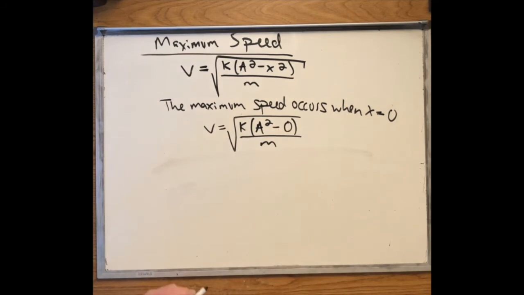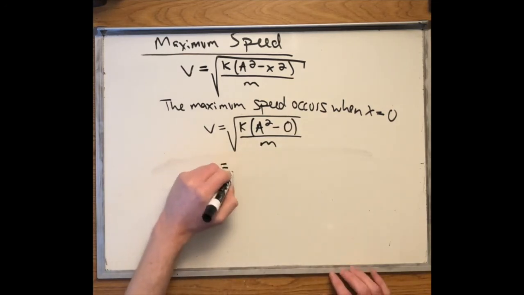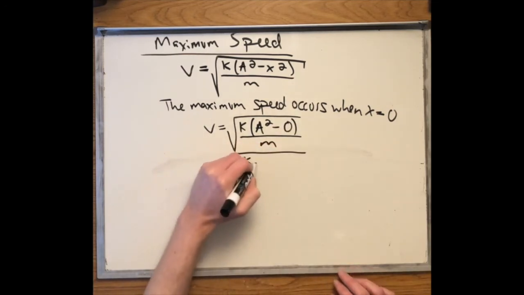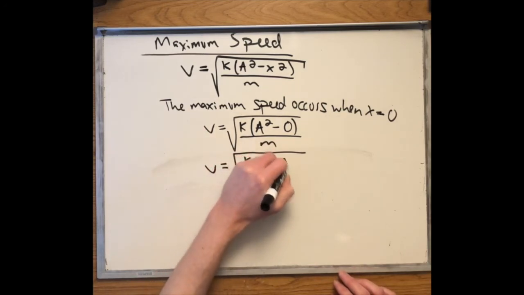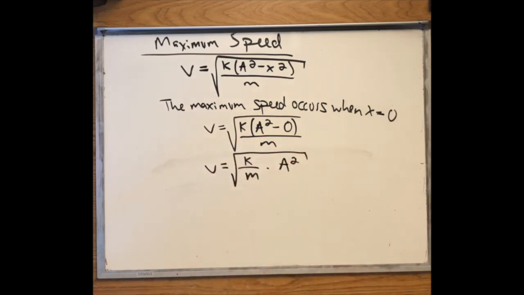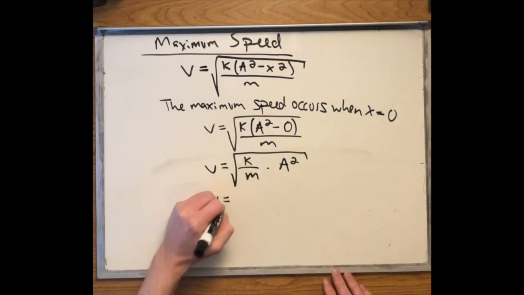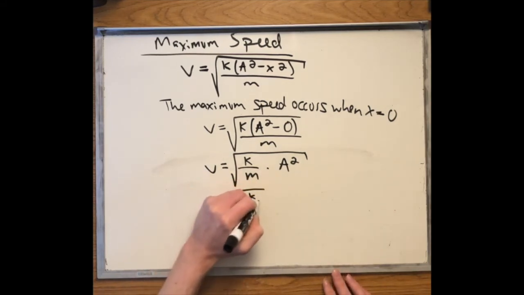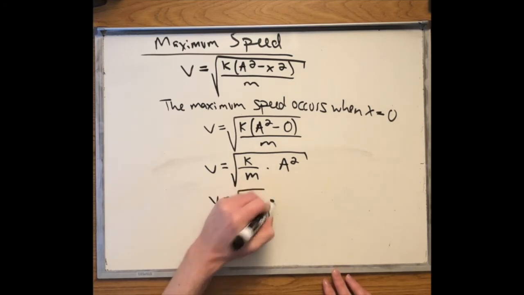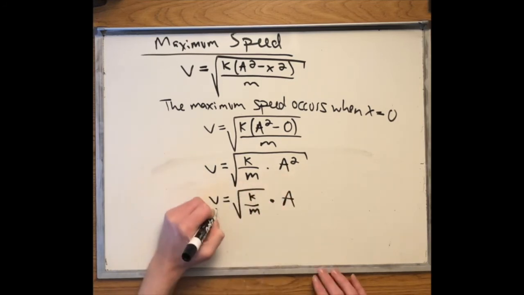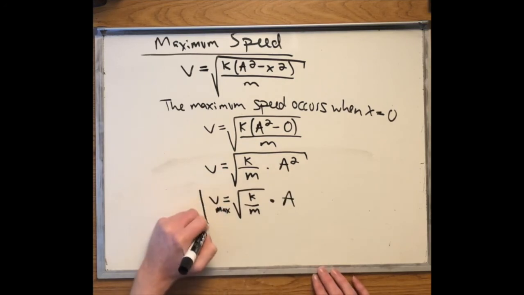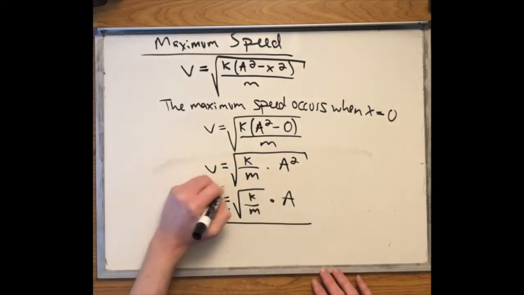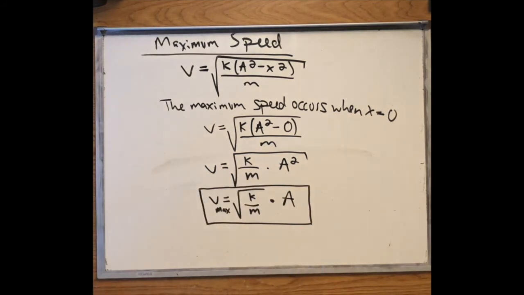Now, obviously, that's kind of a wasted step, but the point is what we get is k over m times a squared under the radical. And since the a is squared and it's under a radical, we could pull that out and say that the maximum speed is root k over m times a.